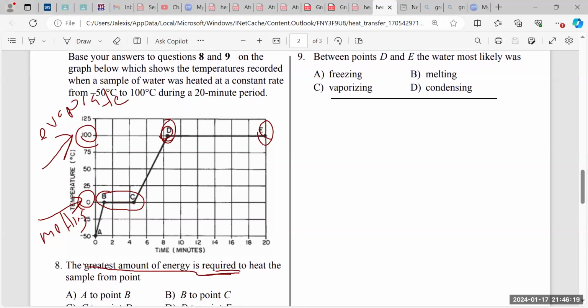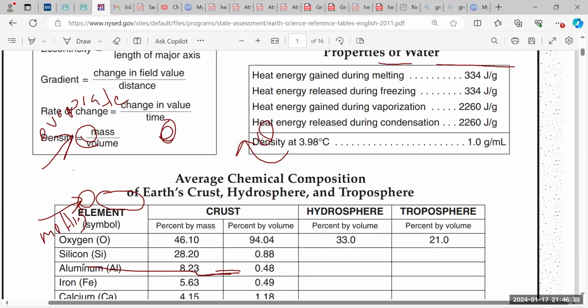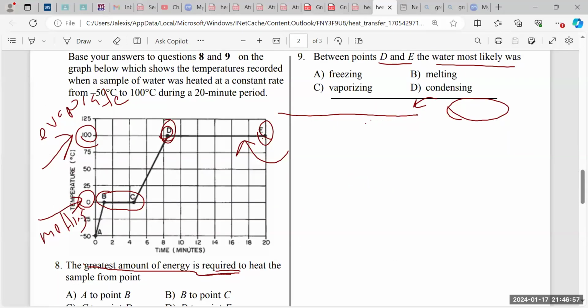Number 9 says between points D and E, the water was most likely what? Well, not only do I know that at 100 degrees Celsius evaporation occurs, but we also know that through D and E, the greatest amount of energy was required to heat it. And if we look at our reference tables, the greatest amount of energy required to be added occurs during vaporization, which is 2,260 joules per gram. So for number 9, the correct answer is vaporizing.